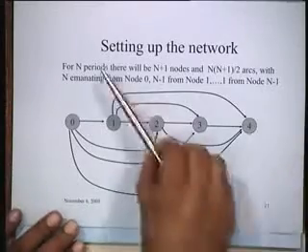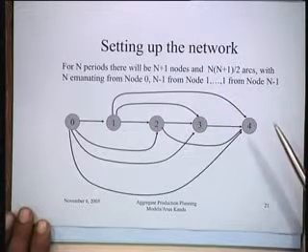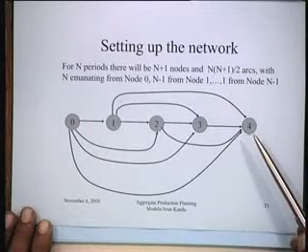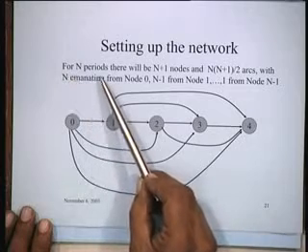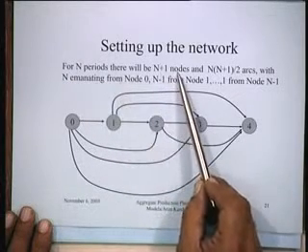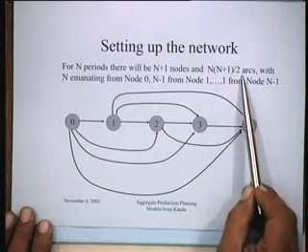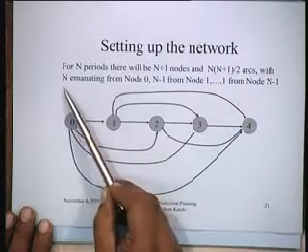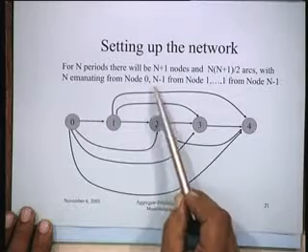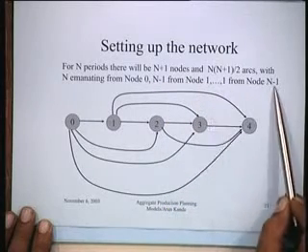The first step in the problem is to set up a network. And how you set up the network is actually pretty straightforward. That is, if you have n periods for which you are planning the problem, then there will be n plus 1 nodes and exactly n into n plus 1 by 2 arcs, with n emanating from node 0, n minus 1 emanating from node 1 and ultimately 1 emanating from node n minus 1.